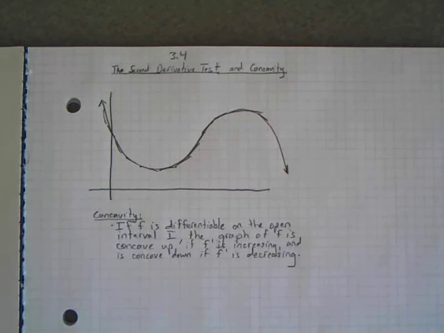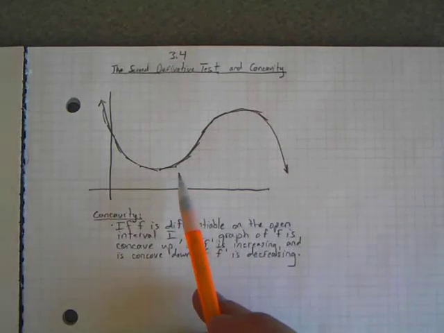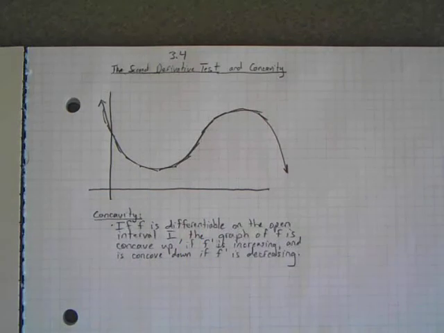So here's a formal definition for concavity. If f is differentiable on the open interval I, the graph of f is concave up if f prime is increasing, and concave down if f prime is decreasing. What we're talking about now is the slope of the slope. If f prime is increasing, which means the derivative of this is increasing, then we're concave up. If f prime is decreasing, that means we'll be concave down. So you have to imagine, what's the slope of the slope going to be? Is that going to be positive or negative? Because that can determine what your concavity is going to be.